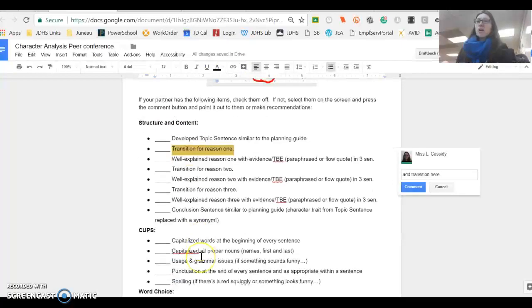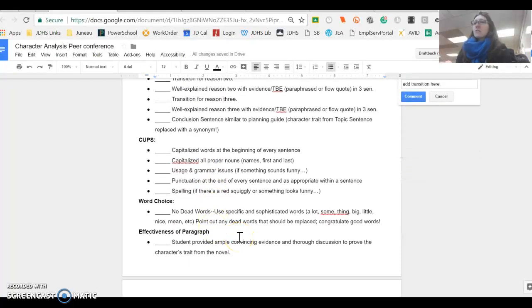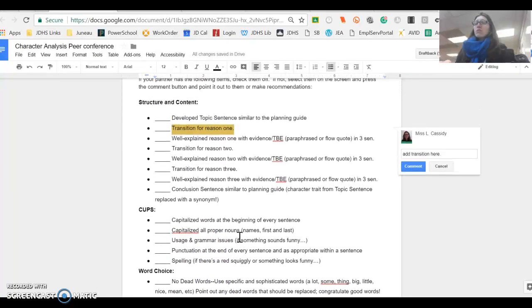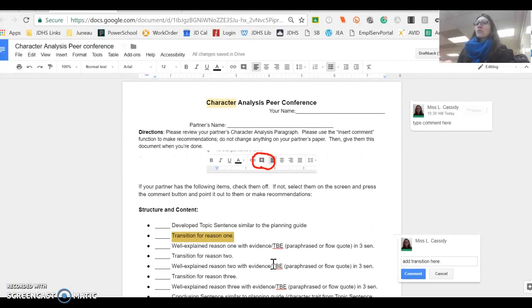So we're looking at structure and content. We're looking at CUPS, word choice, and the effectiveness of their paragraph. When you have reviewed your partner's paper, give them back this document, and then you should be getting yours back and go back and revise your paragraph. This is the next step in our project.